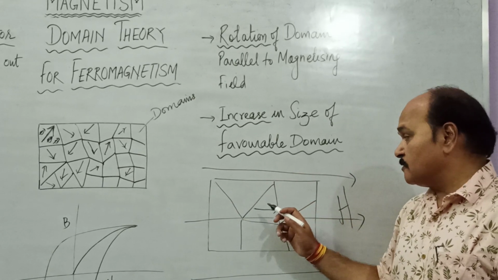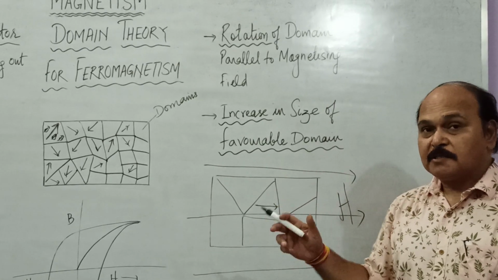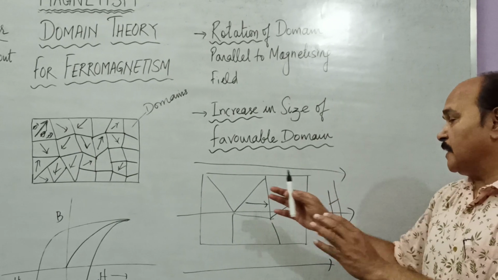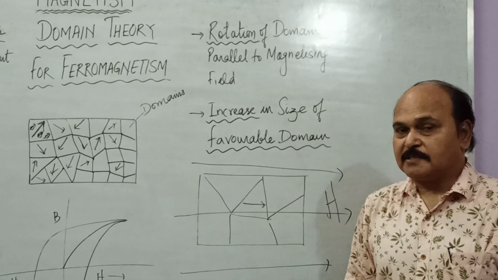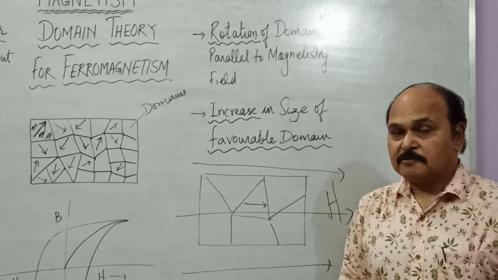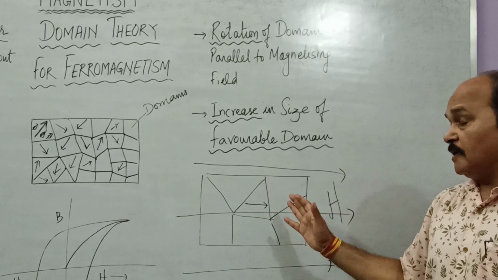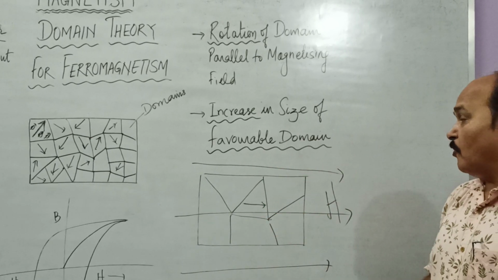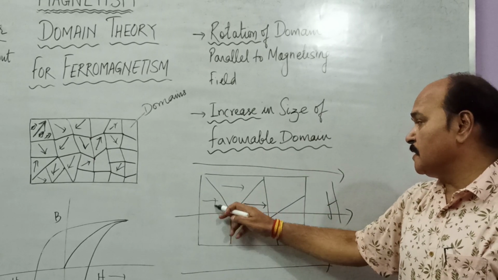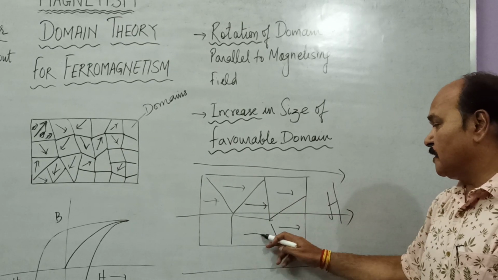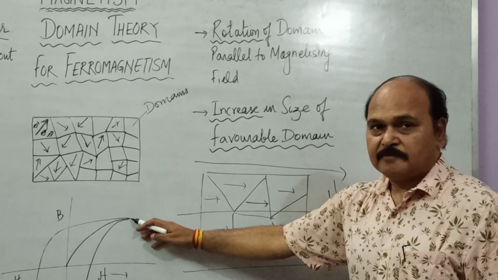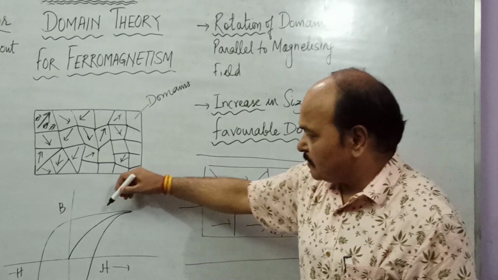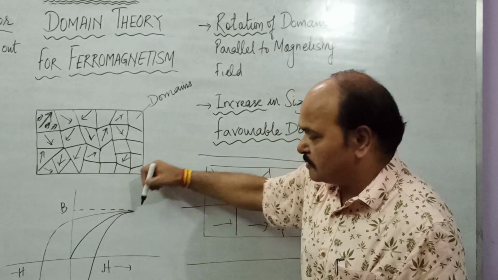The domains whose dipole moment makes a very small angle with the magnetizing field first rotate and align themselves in the direction of H. Thereafter, the others. So in order of the angle of their dipole moments from the field, they rotate one after another. And when all domains rotate and align themselves in the direction of the external field, the substance reaches the saturation state. Now, beyond this, if we increase H, the value of magnetic induction in the substance no longer increases.